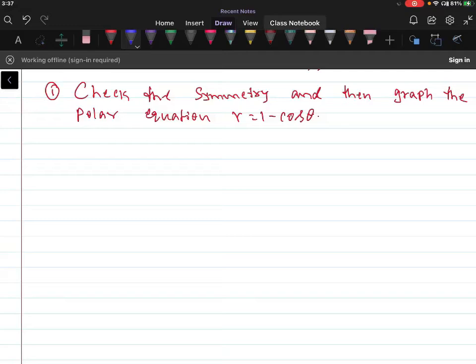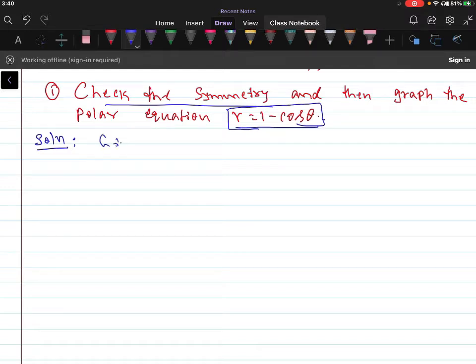In this lecture, I'm going to discuss graphing the polar equation by using the technique of symmetry and slope of the curve. So we'll move to the problem. Check the symmetry and then graph the polar equation, where the polar equation is r is equal to 1 minus cos theta. Let us sketch the graph of the polar equation r is equal to 1 minus cos theta.